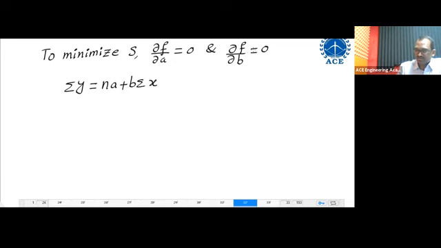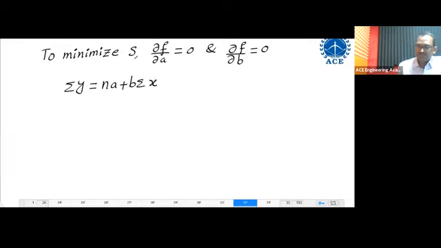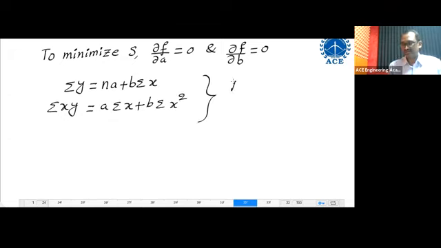Okay, instead of S, let it be f, no issue. By finding dou f by dou b, we get sigma xy equals, after solving this, derivation not required, simply remember, a sigma x plus b sigma x square. These two equations are called normal equations.